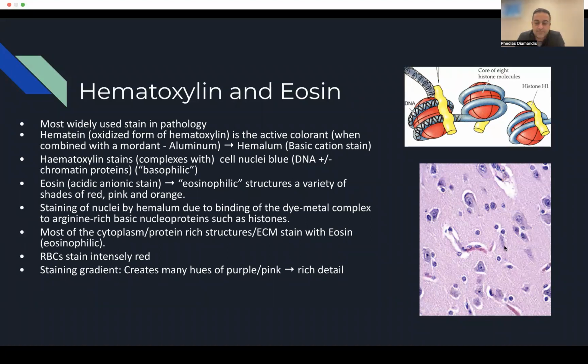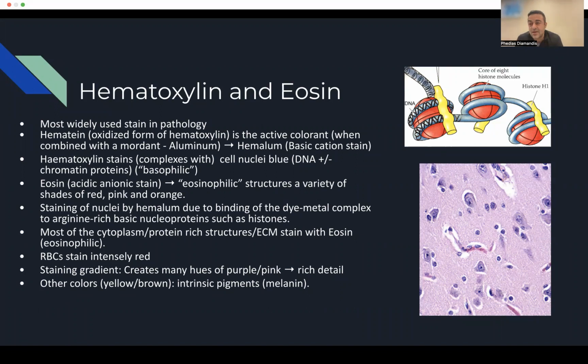red. And again, because of this spectrum, you get rich detail, right? It's not just black or white. You actually see a very large spectrum that has incredible resolving power of morphology. Sometimes you can see cilia. Sometimes you can see cell membranes. So you can see Golgi apparatuses or Nissl substance in the neurons. So very, very powerful.